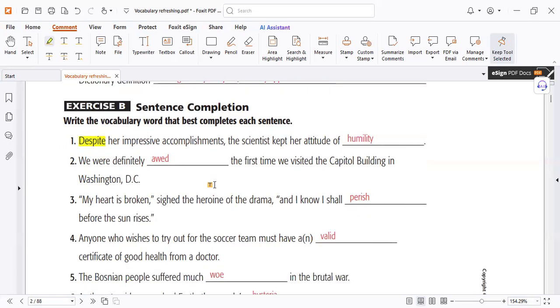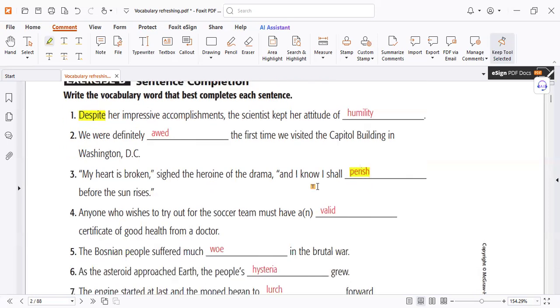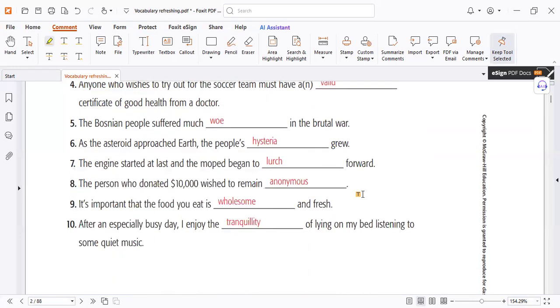Again, how did we know it's perish? He said, my heart is broken. We have the action sign. So if my heart is broken and bleeding blood, that means I'm going to die, I'm going to vanish. So perish could be the best meaning. Now it's your turn. How did you know it's tranquility?